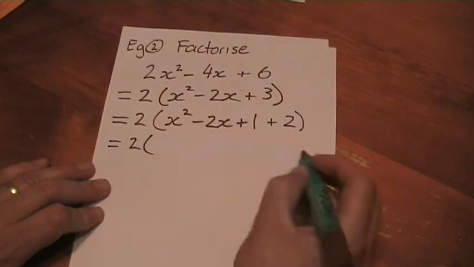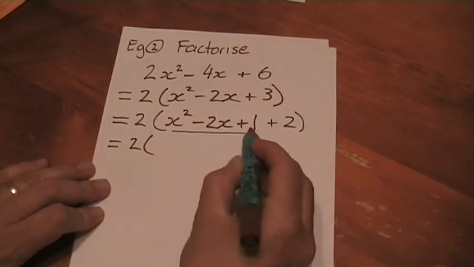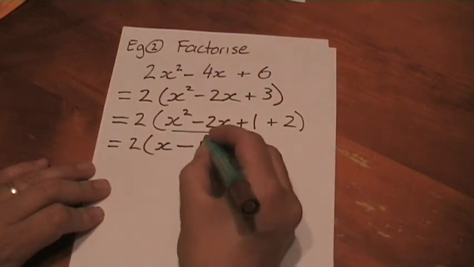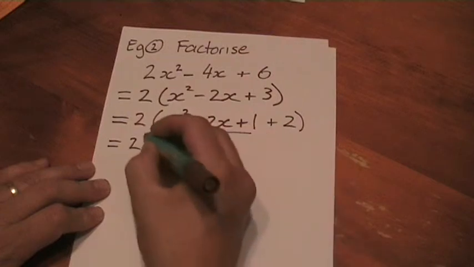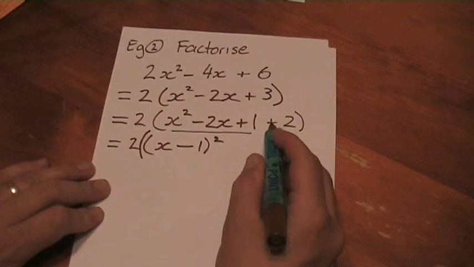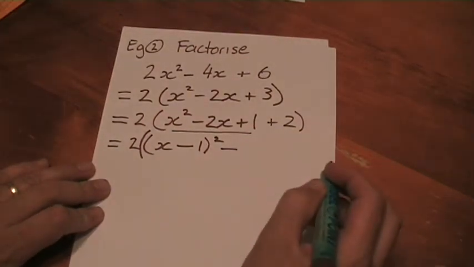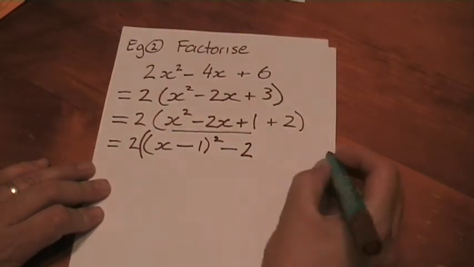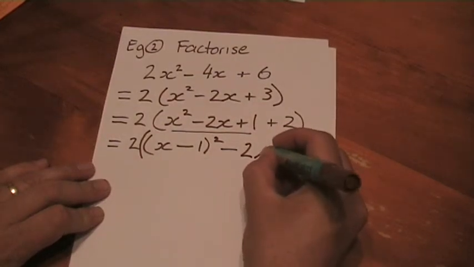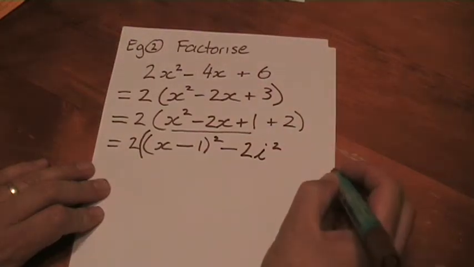So I have 2 brackets. This part here is a perfect square. It's x minus 1 all squared. Another bracket in there. This plus I need to make a minus, and I'll keep the 2 there. And again, I need to make it back to positive. I need to multiply by negative 1, or i squared.